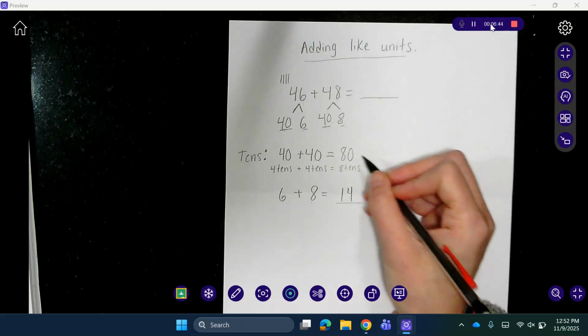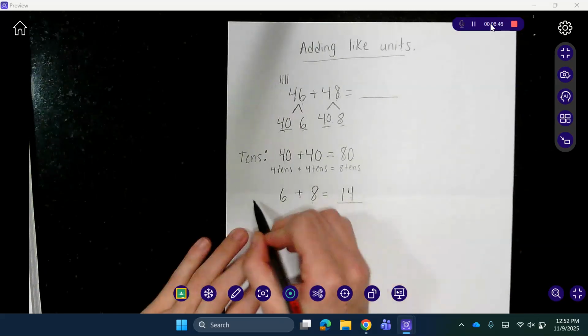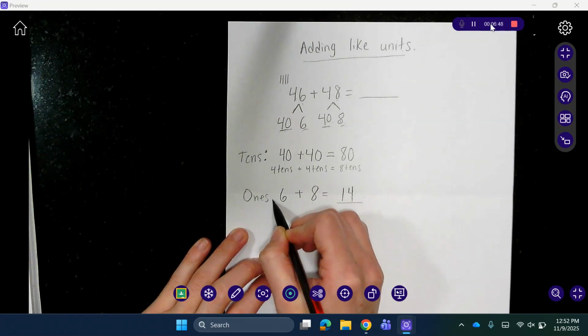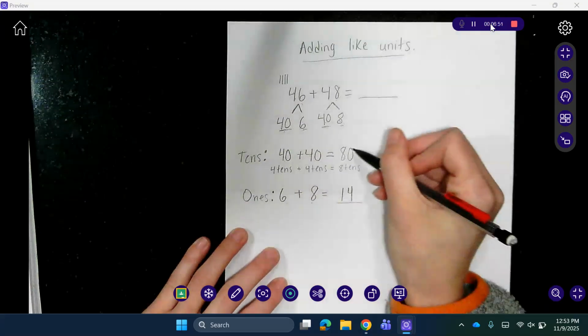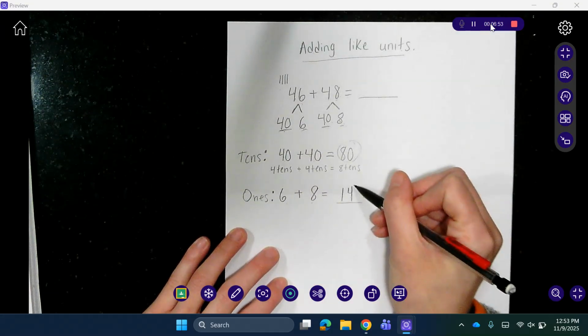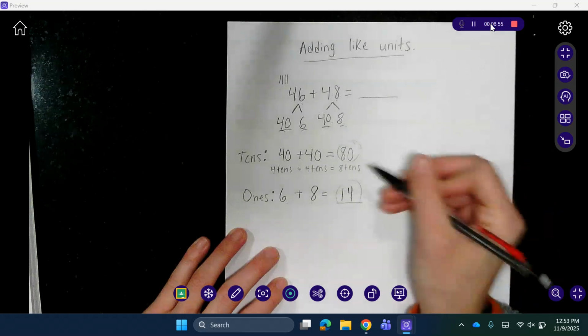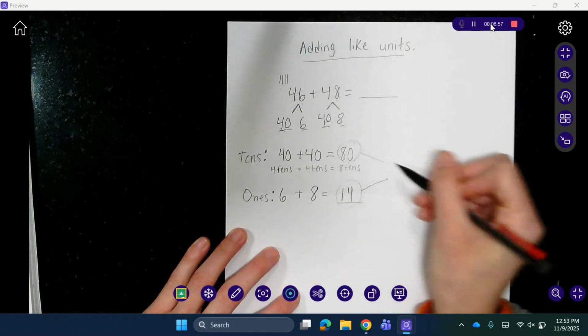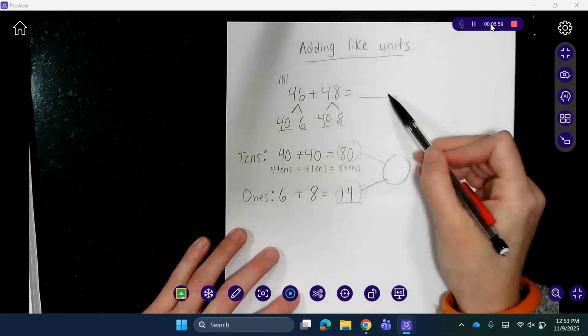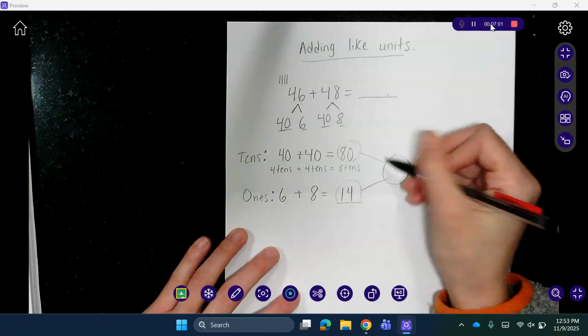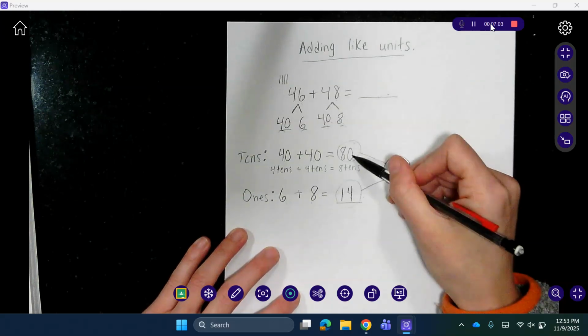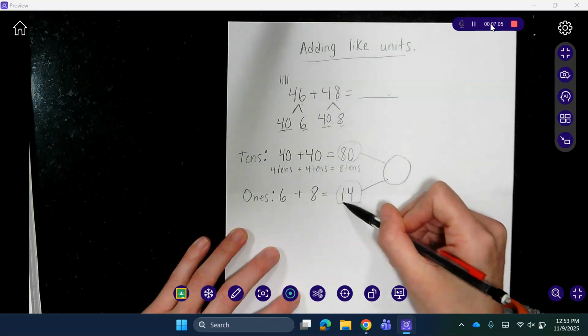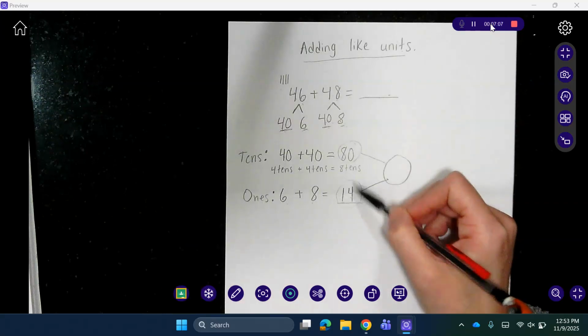All right, and now that we have added our tens, we've added our ones, the last step is to put what our tens equaled together with what our ones equaled. So we have to combine these two numbers to find the total, and that will be our answer. Now you might be thinking this is a lot of tens, and then there's another 10 here. So this might be hard for you to do in your head.